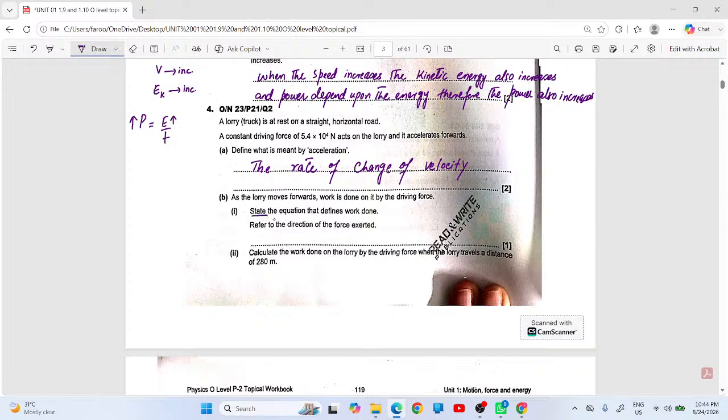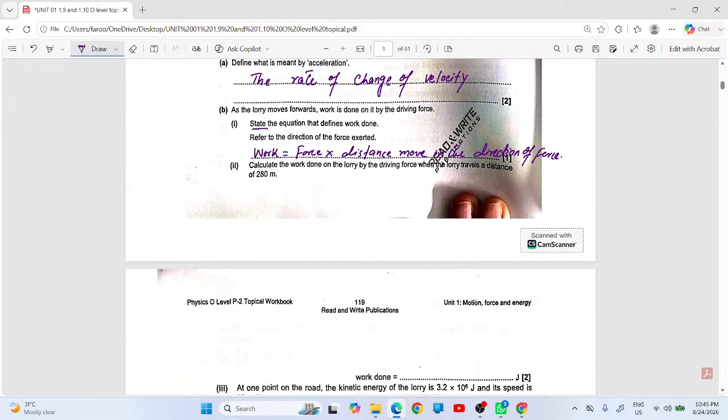State the equation that defines work. Work तो हम लिखते हैं work equals force multiplied by distance moved in the direction of force.